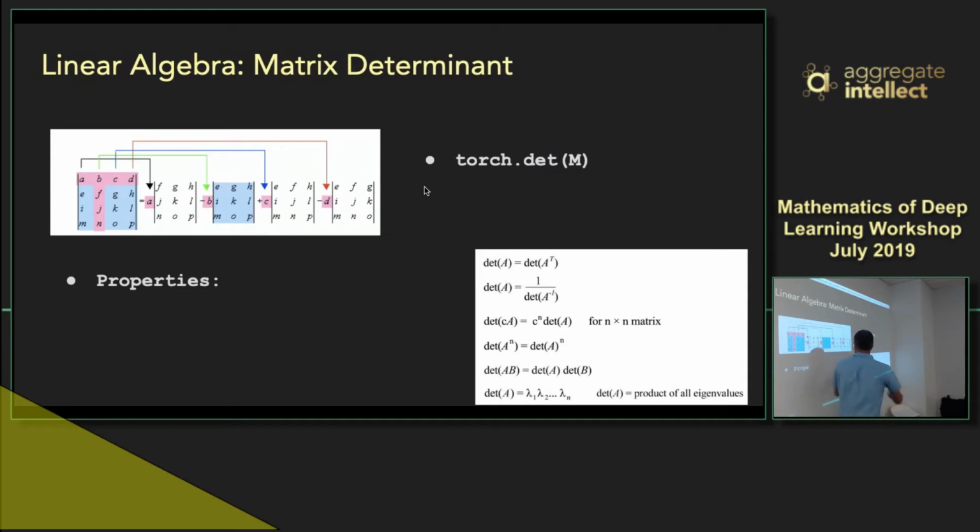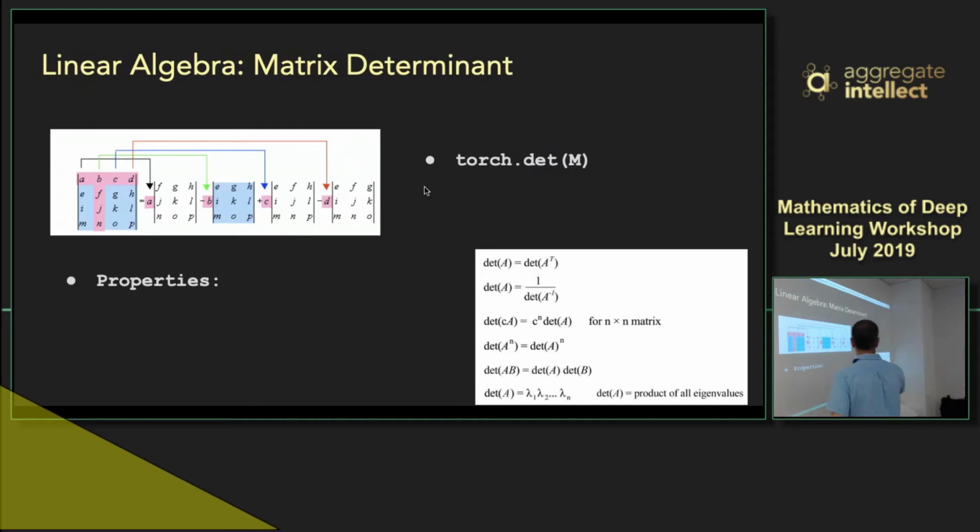And all of this that I told you, in PyTorch you can do in one line, torch.det of the matrix, and that gives you the determinant of the matrix. We will look at examples of that when we do the hands-on session.